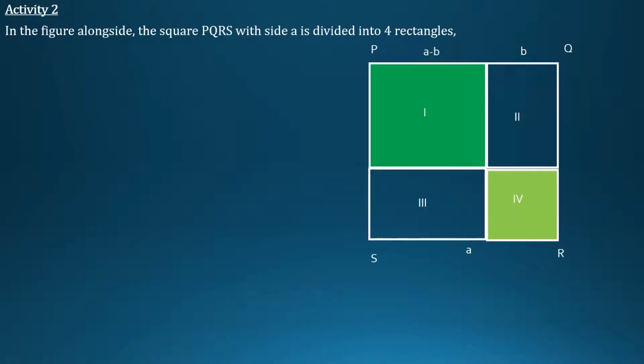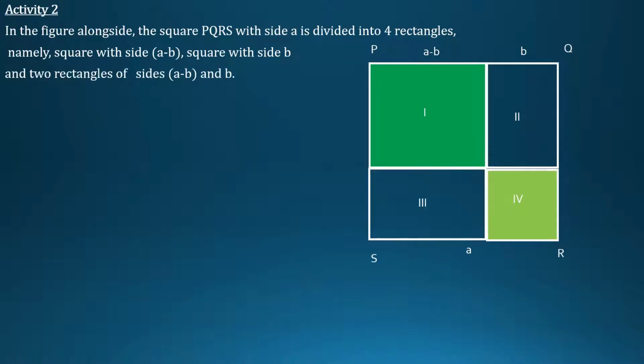Activity 2. In the figure alongside, the square with side a is divided into 4 rectangles. Here we have side as a. Namely, square with side a minus b, square with side b, and 2 rectangles of sides a minus b and b.